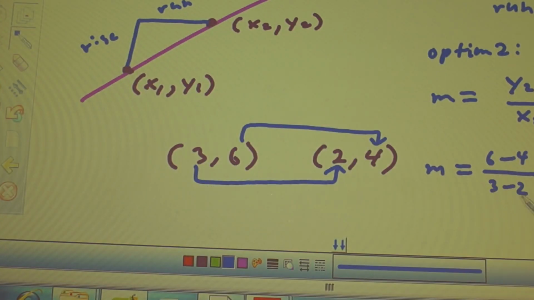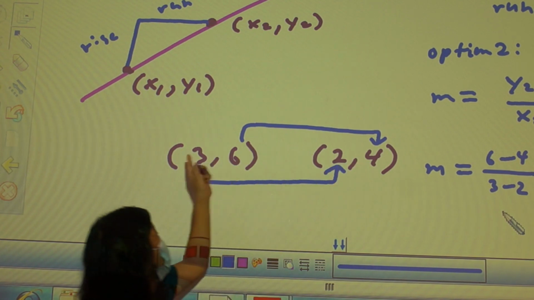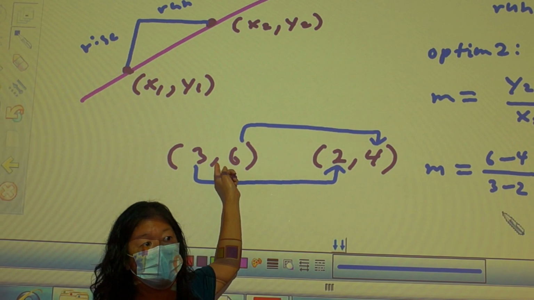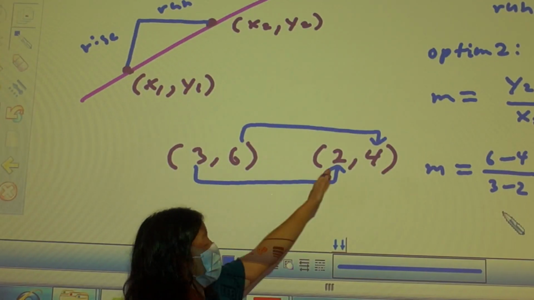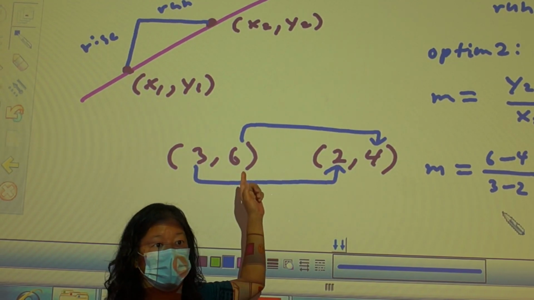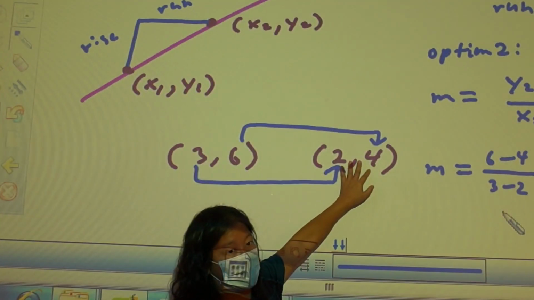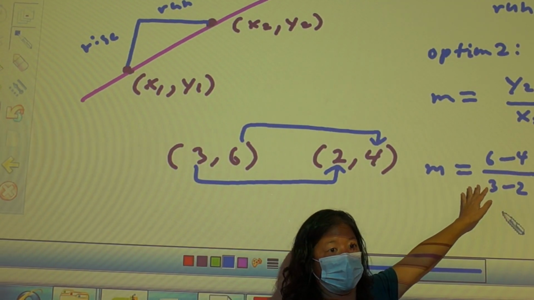I can't swap them. If I start from this point for the y's, I have to start with this point for the x's and do 3 minus 2. I can't do 2 minus 3. It's got to be this one minus that one. I could also do 4 minus 6 over 2 minus 3. That's all right too, as long as whatever point you start with, you start from that same point for x and for y. Is everybody okay with that part? Do you see how we found this slope?